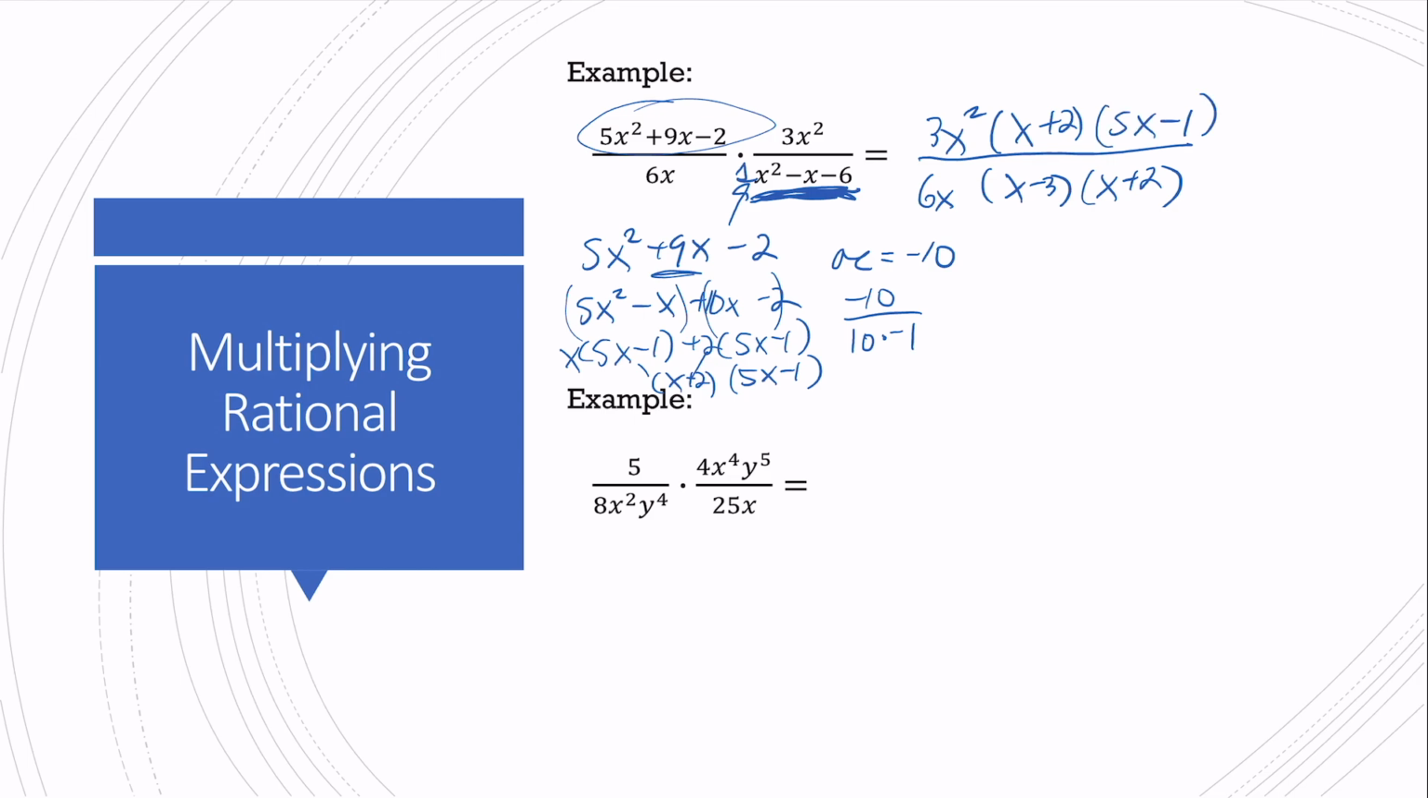and we can see that our x plus 2 terms are going to cancel. I also see that I have an x that's going to cancel and a factor of 3. So this would be 1 over 2. So my final answer would be a single x times 5x minus 1 over 2 times x minus 3. And you can leave this in factored form. I recommend leaving it in factored form.